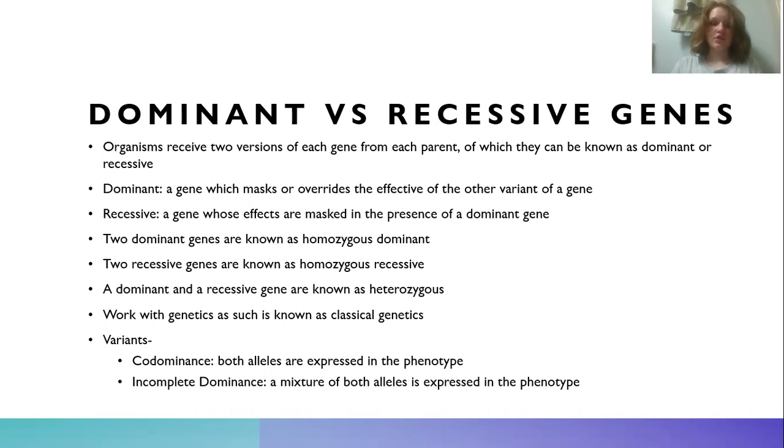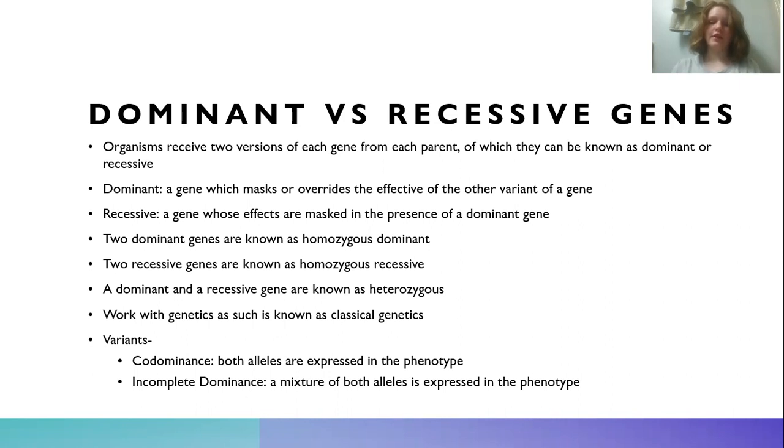If you have two dominant genes, they are known as homozygous dominant. Two recessive genes are known as homozygous recessive. And of course, as I mentioned before, a dominant and a recessive gene are known as heterozygous. There's no such thing as homozygous heterozygous or dominant heterozygous or recessive heterozygous. It is just heterozygous. Work with these types of genetics is known as classical genetics, as it is based on Gregor Mendel's work.